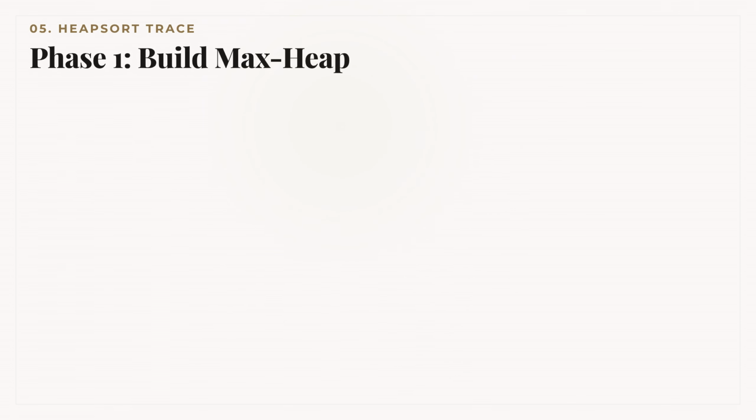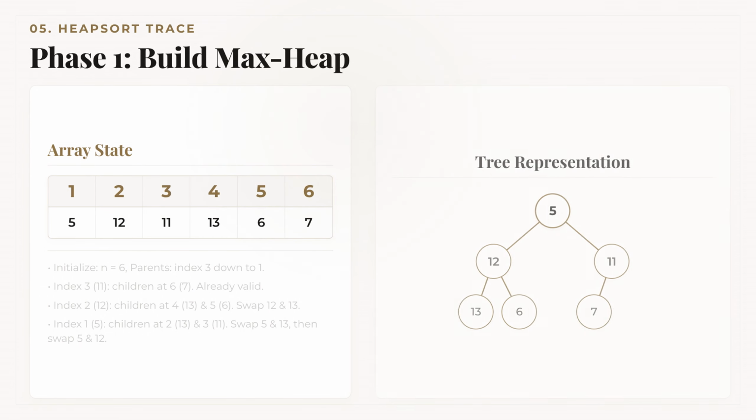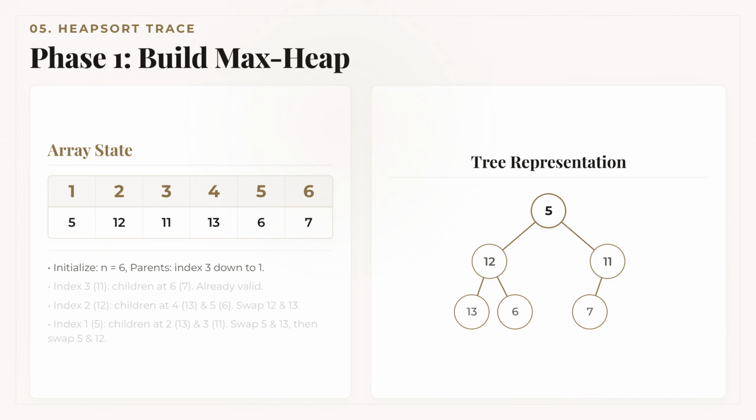Let us trace heap sort with a numerical example. Suppose we have the unsorted array 12, 11, 13, 5, 6, and 7 with a size of 6. We first perform heapification. The leaves are 5, 6, and 7 at indices 4, 5, and 6. We adjust starting from index 3, which is 13. Since 13 is greater than its child 7, no swap occurs. We then adjust index 2, which is 11. Since 11 is greater than its children 5 and 6, no swap occurs.